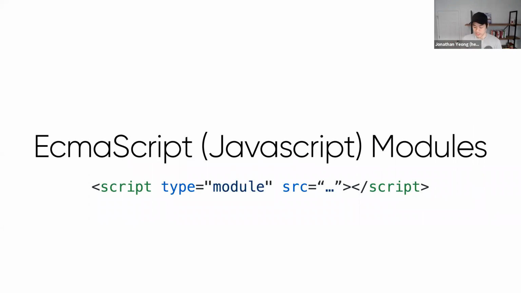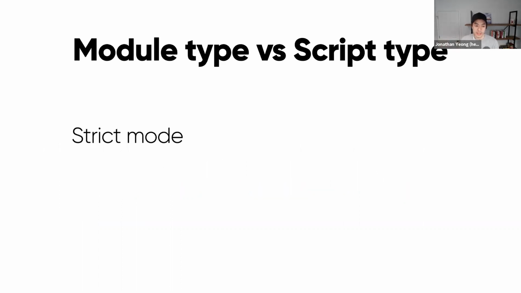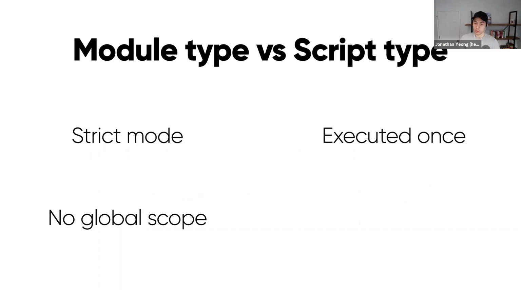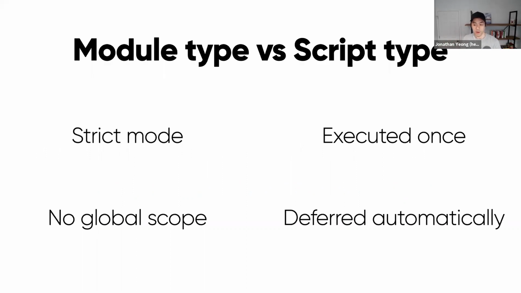Now, there are a couple of differences between this and the default script type. One is strict mode, so module types offer strict mode. They're only executed once, even if you reference them multiple times. There's no global scope for these modules, so if you load up one of these things, you can't really access it anywhere outside of that script. And then it's deferred automatically.